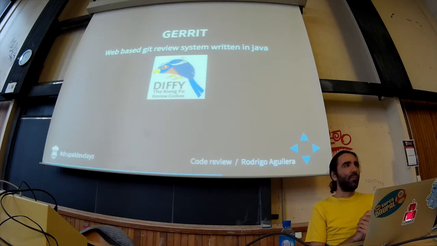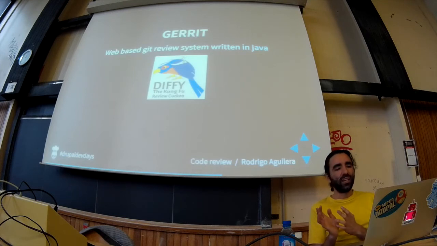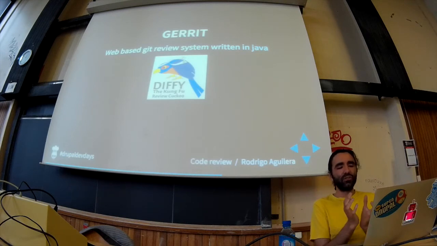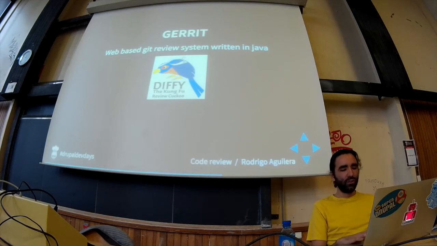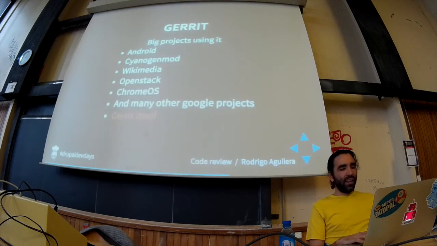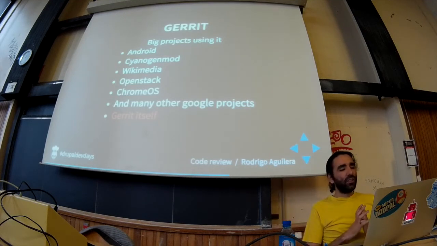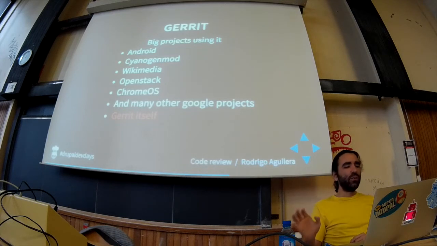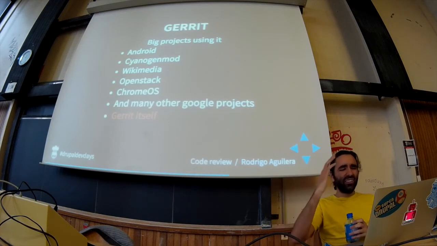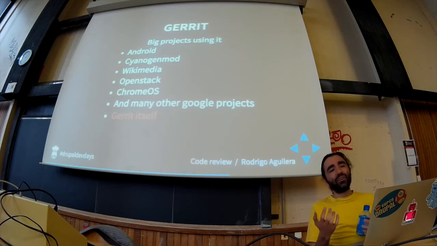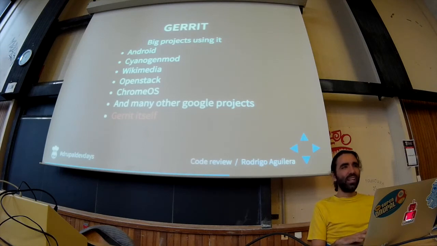Apart from doing code review, you have to host your repos in Gerrit. Gerrit kind of takes control of your repo. There are big projects using it: Android, CyanogenMod, which is another kind of clone of Android, Wikimedia, that is the software that runs Wikipedia, so it's pretty important. OpenStack, Chrome, and other Google projects use it a lot. And Gerrit itself is developed on Gerrit, obviously.